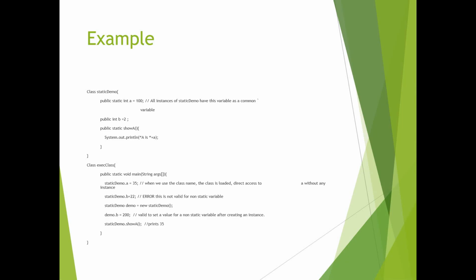And here also, the same thing: an error will happen, because this is not static. The third one creates a new object here. Now we can initialize B. B cannot be initialized first, but B can be initialized second here. Demo.b is equal to 200, so we can do that. Now it is going to print the value of B.